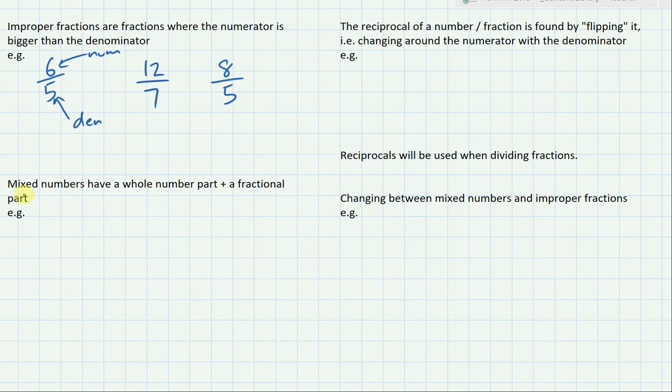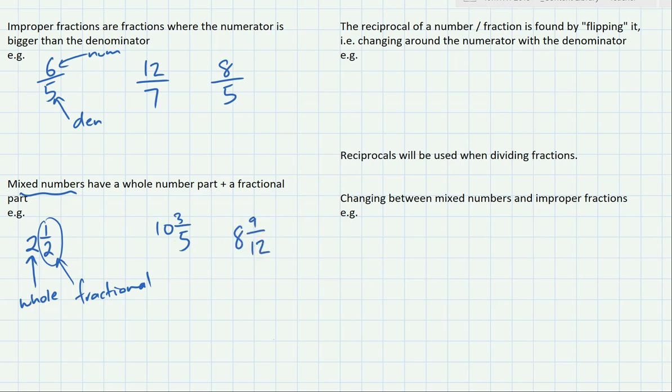Mixed numbers are numbers that have a whole number part plus a fractional part. For example, 2 1/5 is a mixed number because you have a whole number part, so that 2 there refers to 2 wholes, and then you've got a fractional part. A couple more examples, you could have 10 3/5, 8 9/12. So all these are mixed numbers.